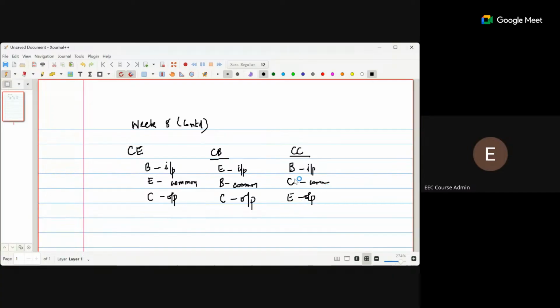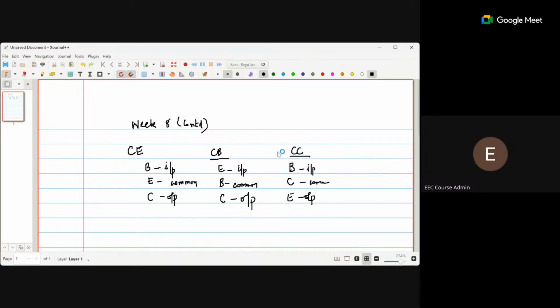And these things you need to know, as well as the common emitter configuration. It is basically an inverting amplifier. That means there will be a phase shift of 180 degrees between the input and the amplified output. Common base is basically a non-inverting amplifier.